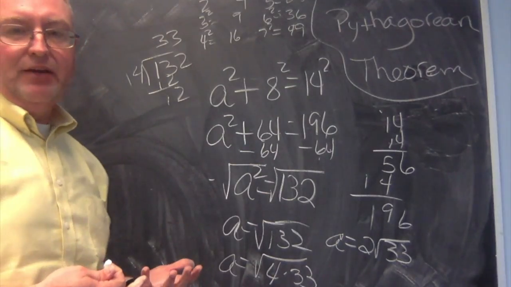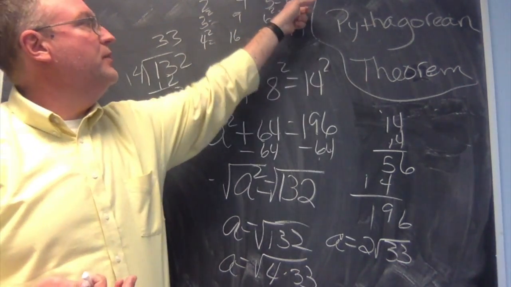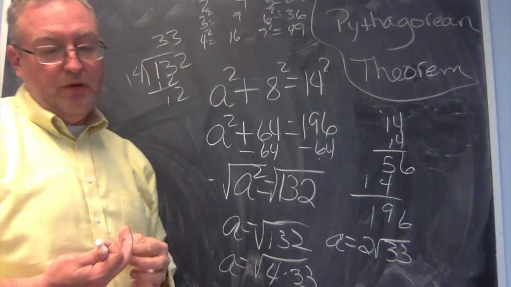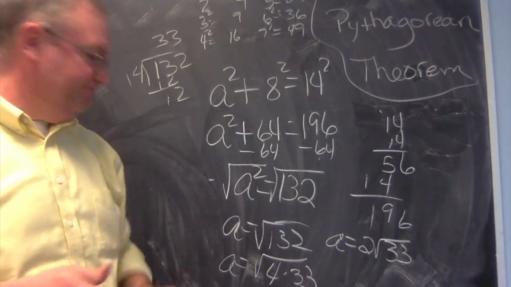Can that be broken down any further? Well, can 4 go into 33? 9, 16, 25. I'm already past the number, so that's it. So a equals 2 times the square root of 33. So you would put in for number 13, 2 square root of 33.